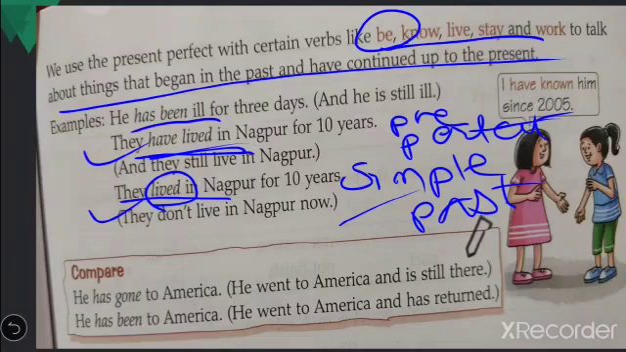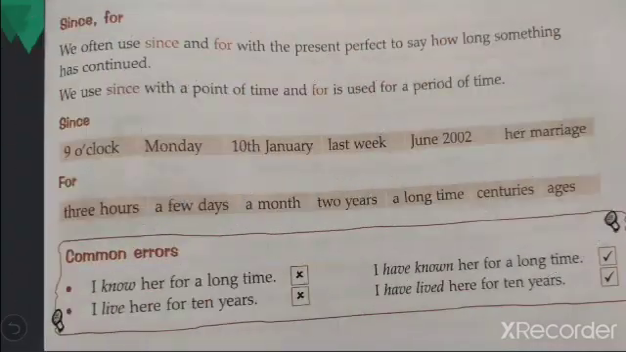Now look at your comparison. He has gone to America. He went to America and is still there. He has been to America. He went to America and has returned. Students, I hope that present perfect tense and simple past tense, both tenses are clear to you. Now look at another point.